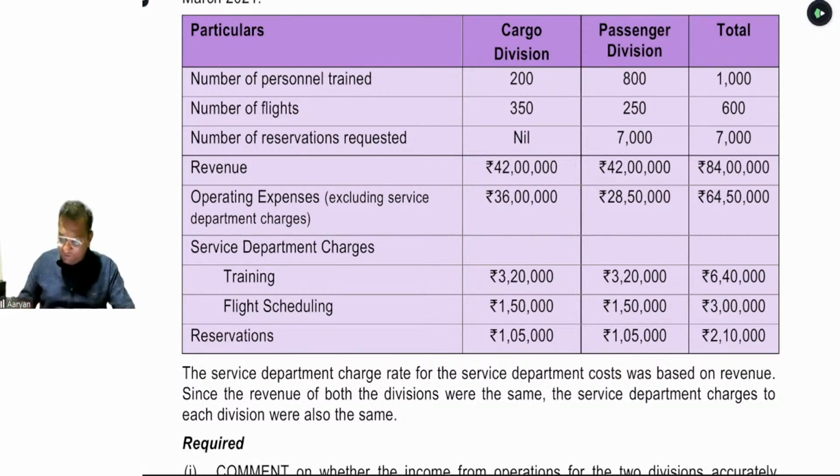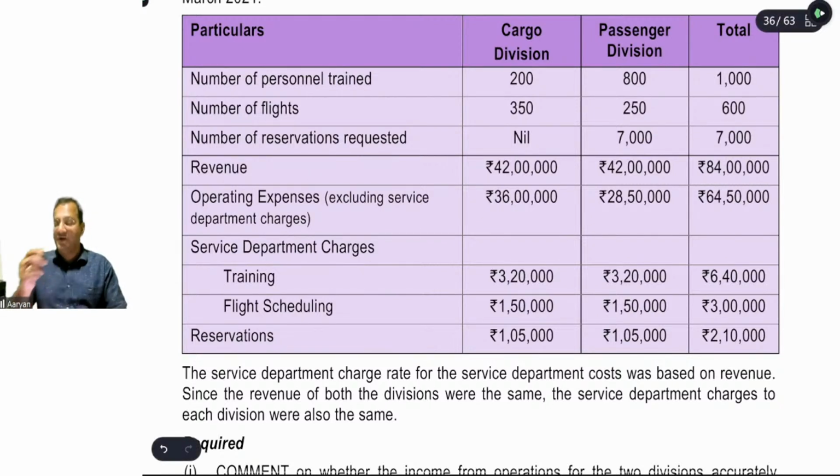But analyzing the service department charges, not all service charges are directly associated with the revenue. The better way would be to take the number of persons trained for allocating the training expense, which is not done. Similar with flight scheduling, but especially in case of reservation charges, the number of services has been taken by the cargo department. Still at present the cargo department is allocated 1,05,000, which is not logical, and therefore whatever profit has been computed right now doesn't truly reflect the performance of the department.